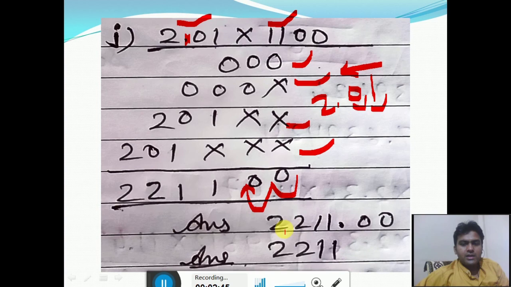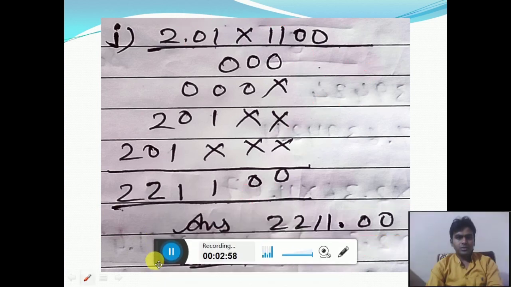So our answer is 2211.00, or we can remove these 2 zeros after the decimal point. So our answer is 2211. So I hope you understood this question.